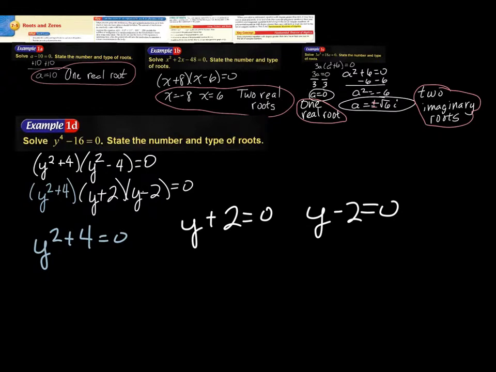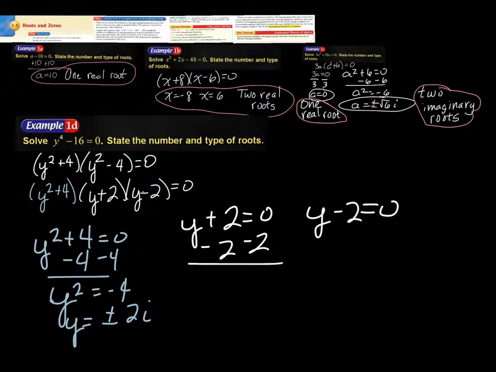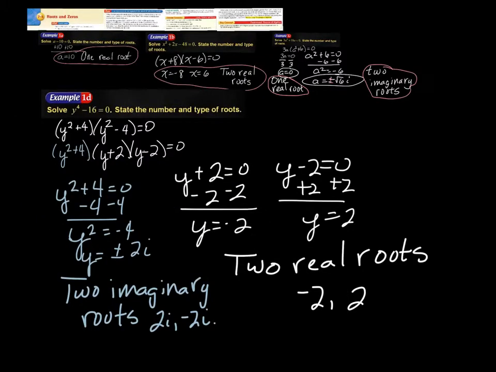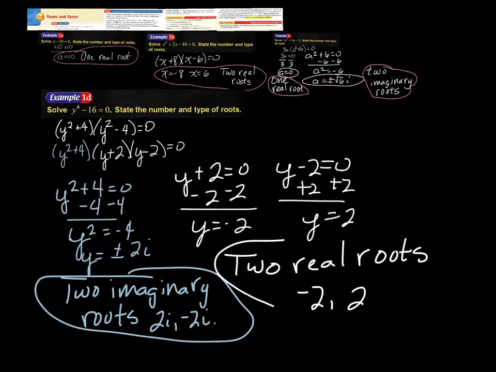So I've got three factors. I can make three little mini equations. If I subtract 4 from both sides, I've got y squared equals negative 4, so y is going to equal plus or minus square root of 4 is 2, square root of negative 1 is i. Subtract 2 from both sides, and y equals negative 2. Add 2 to both sides, and y equals 2. So this equation had two imaginary roots at 2i and negative 2i, and two real roots at negative and positive 2.